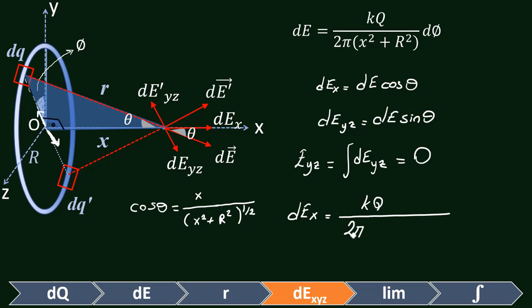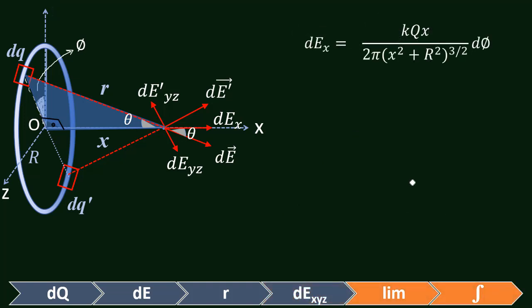over 2 pi times x squared plus r squared. And from the cosine expression, I'm going to have x over x squared plus r squared to the power 1/2. So combining the two, I'm going to have x squared plus r squared to the power 1 plus 1/2, which is 3 over 2. All right. And then I have an x up here and a d phi. Wonderful. We're almost there. So let's have the x up here.